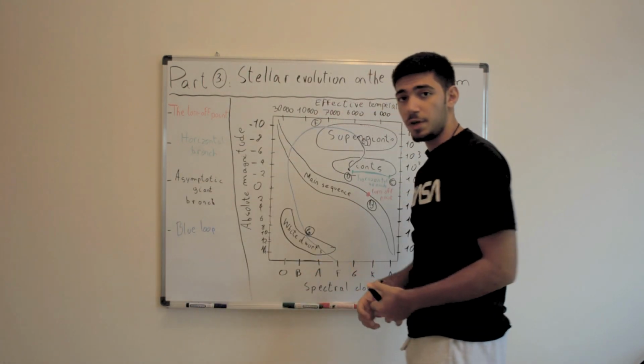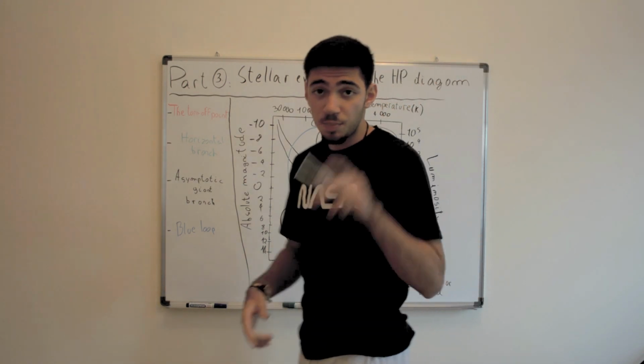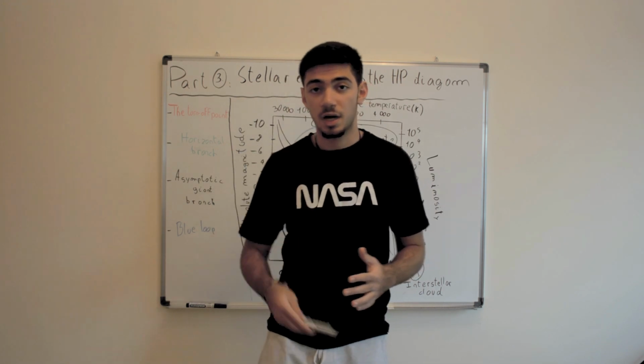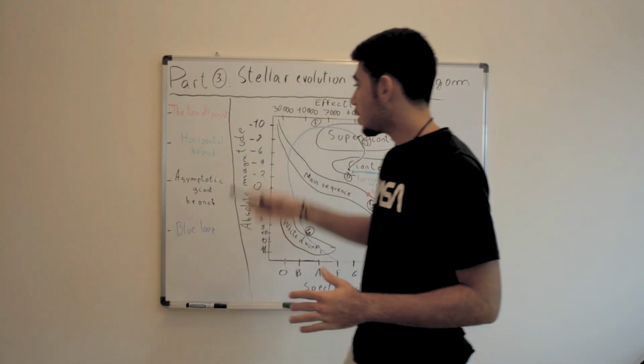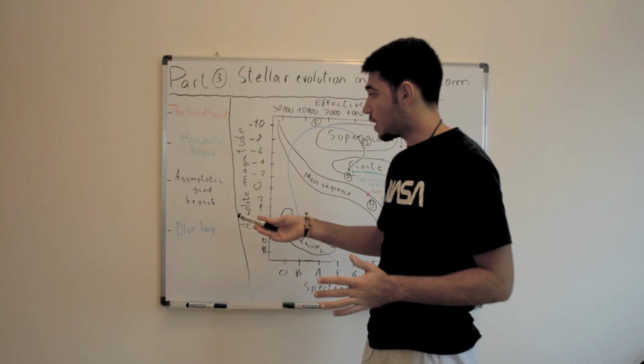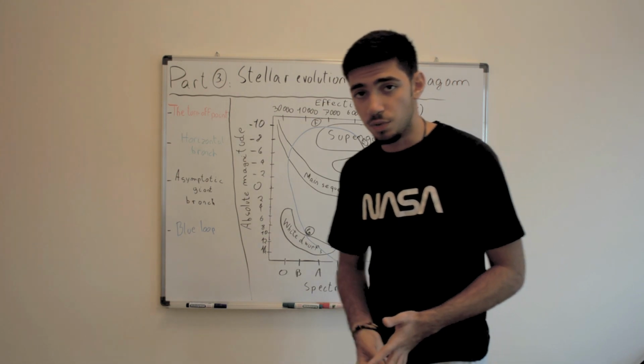But now for part 3, we're going to see stellar evolution on the HR diagram: how the position of the star on the HR diagram changes as time goes by. So we're going to talk about 4 main points: the turn-off point, the horizontal branch, the asymptotic giant branch, and then finally the blue loop.